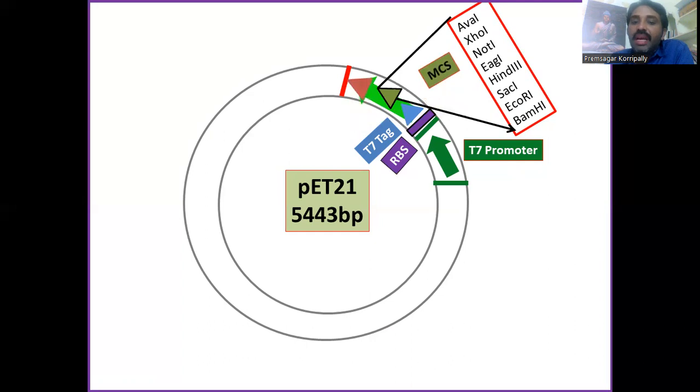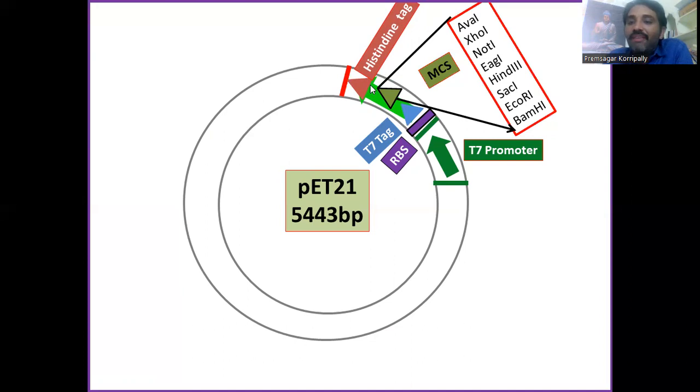And after the MCS, there is one more element. That sequence is called the histidine tag. The histidine tag will be added to your cloned gene fragment, and it is translated into six histidine amino acids in your protein.